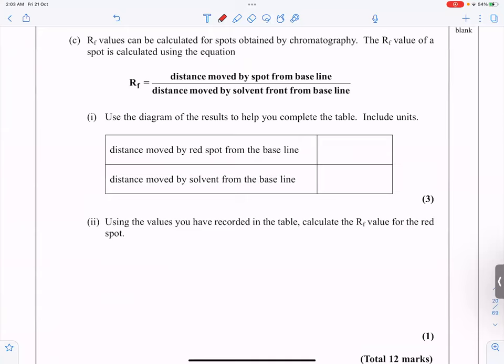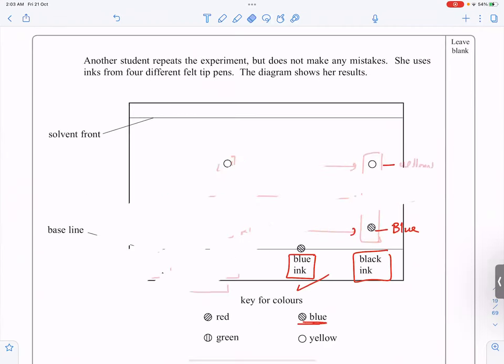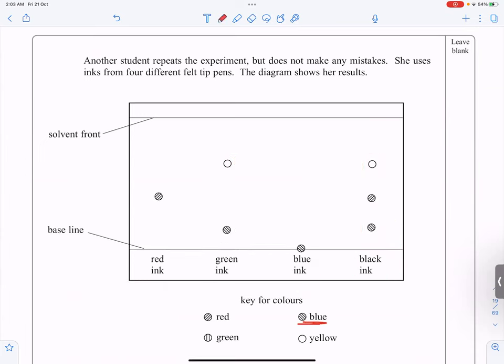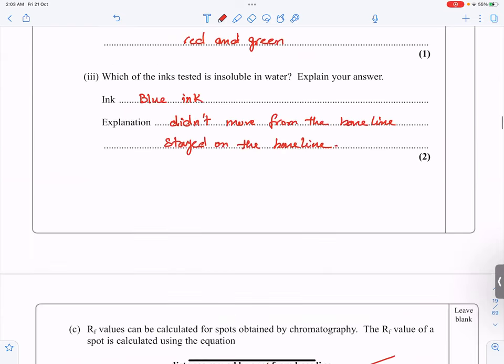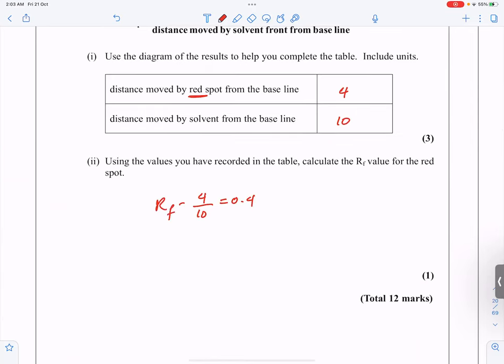Question C, retardation factor value can be calculated for spots obtained by chromatography. RF value of a spot is calculated using the equation. وبعد كده عاوزك تحسب retardation factor للred spot. المفروض ان انت تطلع على الred spot وتجيب the distance moved by center بتاع الred spot من البيزلاين وليكن دي 4 سنتيمتر والdistance traveled by solvent 10. يبقى احنا كده هنعمل dividing 4 over 10. 4 over 10 يعني 0.4. يبقى retardation factor is equal to 0.4.